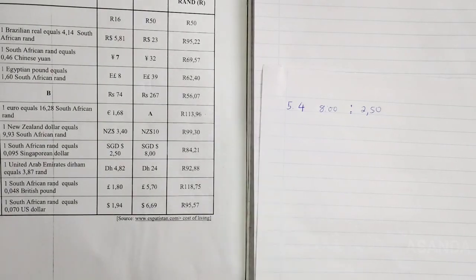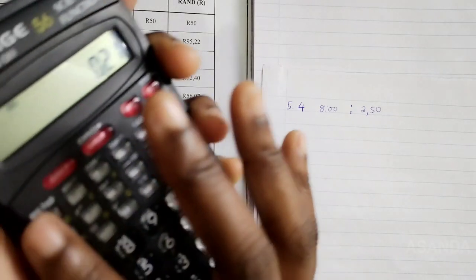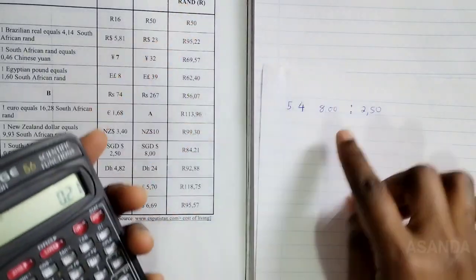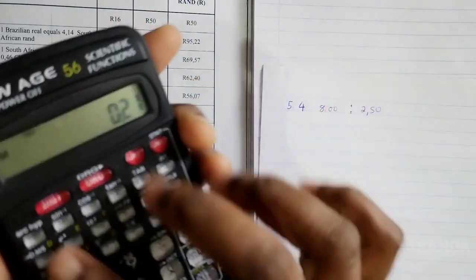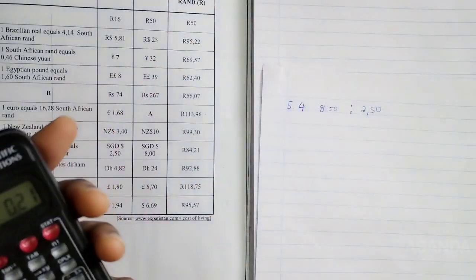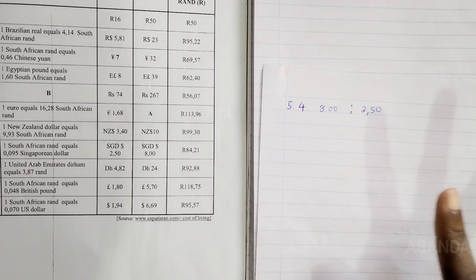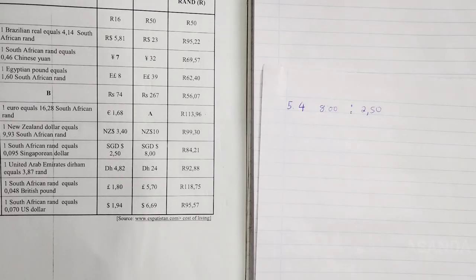Okay, now if you have a scientific calculator, this is simple. There's a button on your scientific calculator where you write the 8, press the button, write the 2.5, and it gives you your simplified version. So it will tell you that it is 16 is to 5, right? But me, I do not have that.